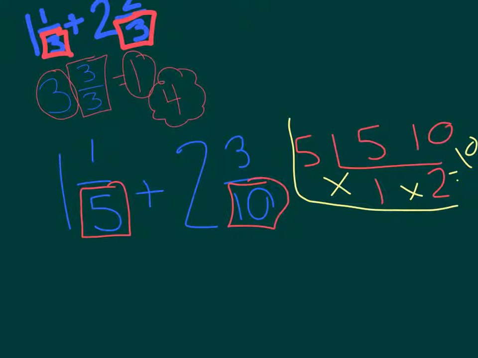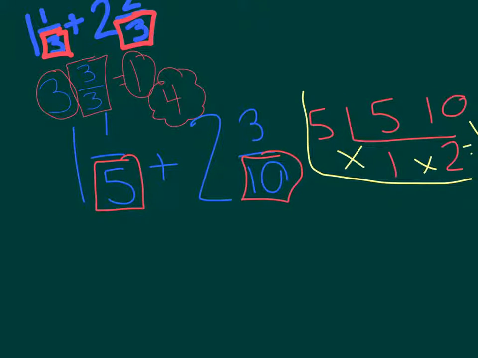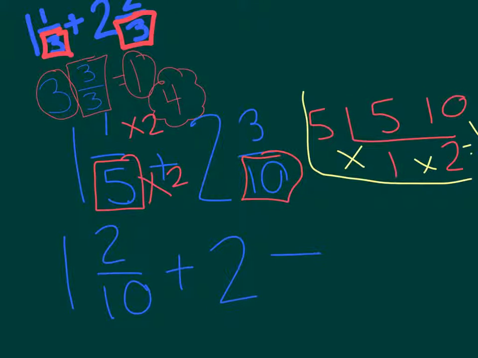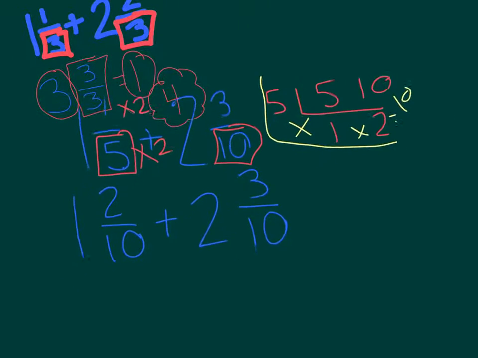So now I have to rewrite my 1 1/5. So what I'm going to do up here, I'm going to multiply 5 times 2 and 1 times 2. Remember, that's called using the property of 1. So my whole number stays the same. My 5 times 2 is 10. My numerators, 1 times 2 is 2. Now, since my second number already has a denominator of 10, that whole fraction is going to stay the same. Now that I have my common denominators, I am ready to add.